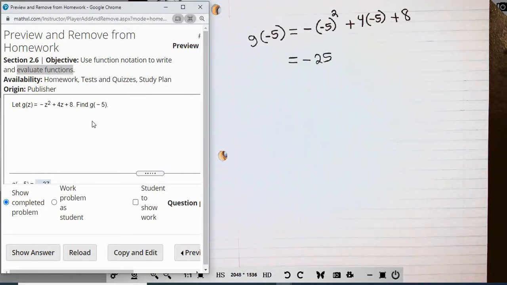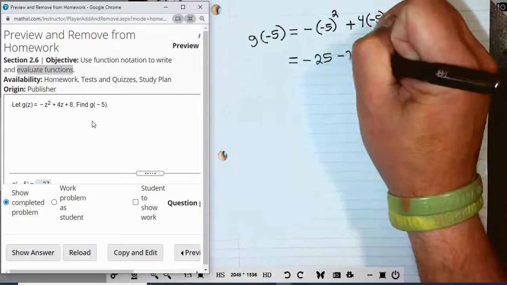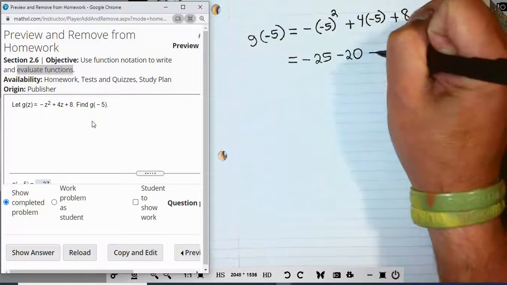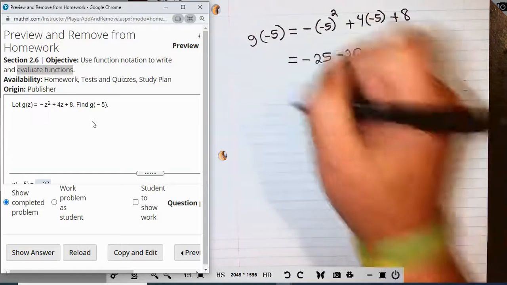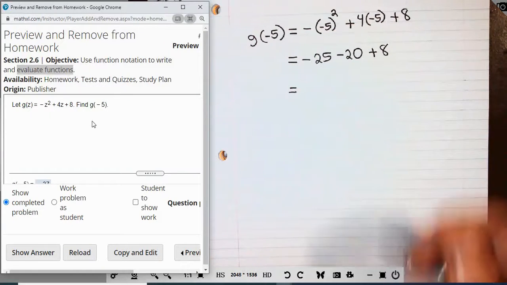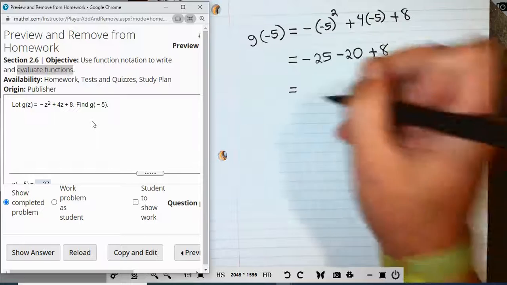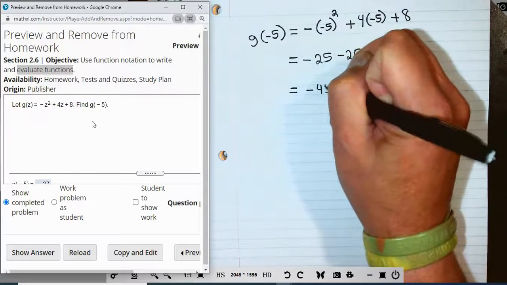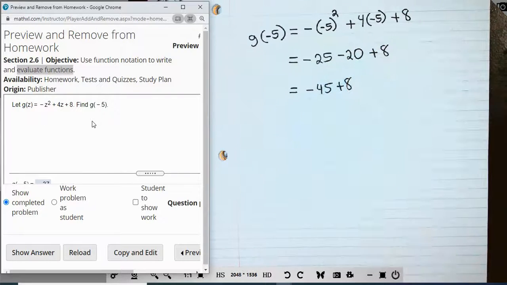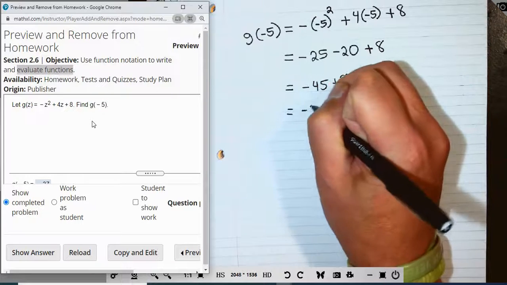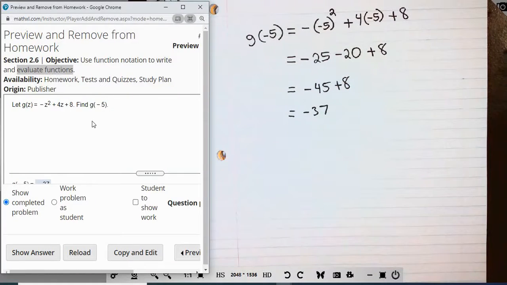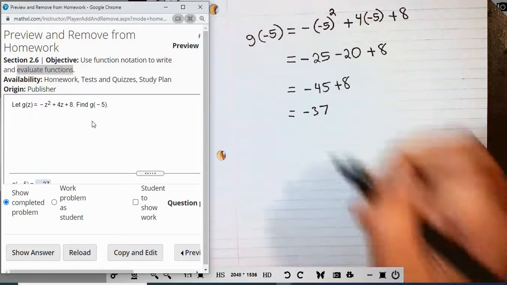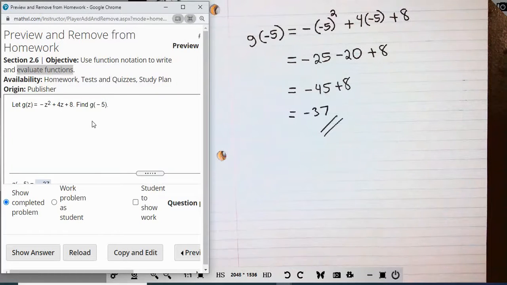Then 4 times -5 is -20, and then we have a plus 8 here. So we'll evaluate this out: -25 minus 20 is -45, and then I add 8 to it, and I end up with -37. So g of -5 is -37. That's evaluating a function. That takes you through the final exam questions relating to Chapter 2.